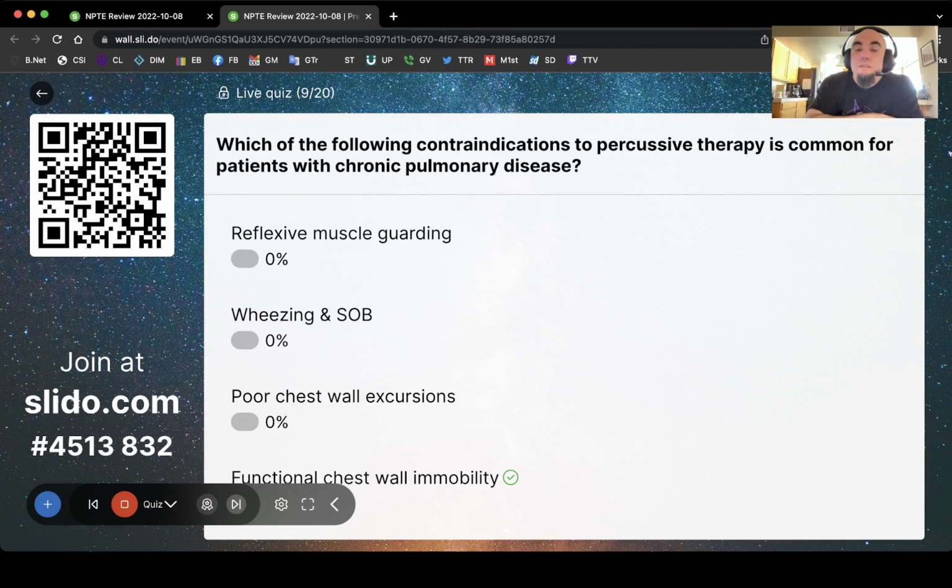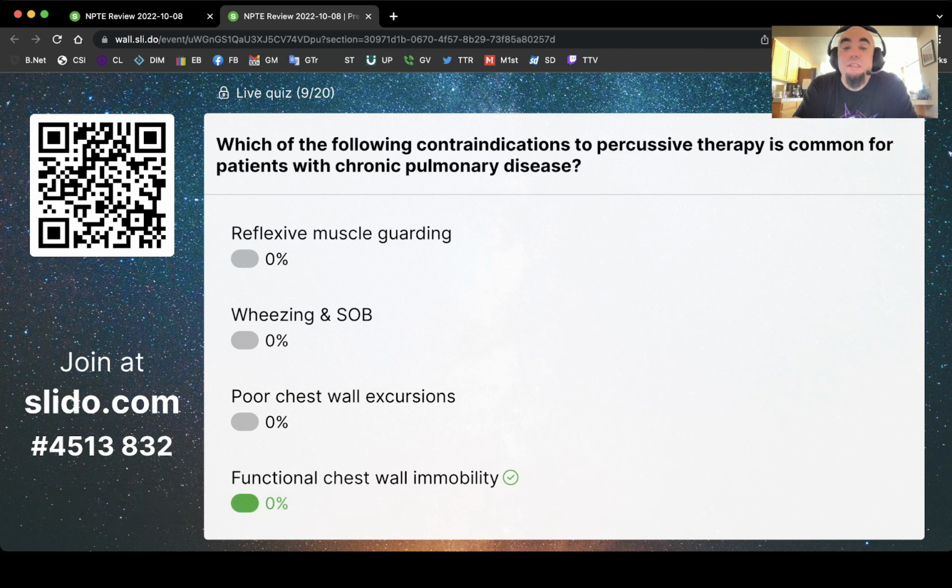Well, in this case, reflexive muscle guarding is not going to be a contraindication. That's going to happen. Wheezing and shortness of breath, probably going to happen as well. Poor chest wall excursion could be a precaution, but it's not going to be a contraindication. If the chest wall is completely immobile, meaning that it has gone fibrotic, or there's problems with the bones themselves in the chest wall, that would be a hard contraindication because you could damage the patient further.